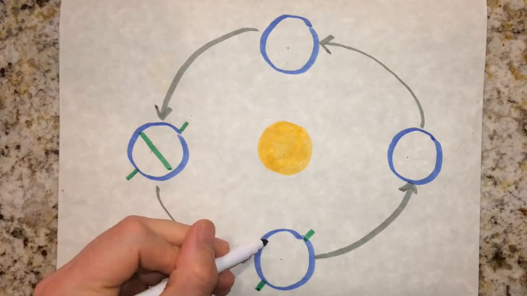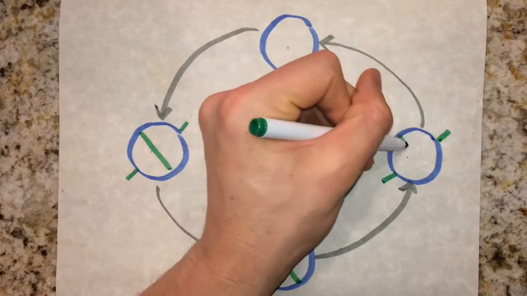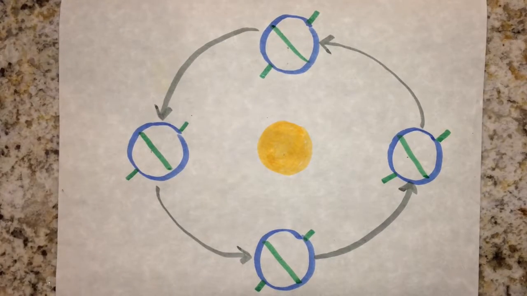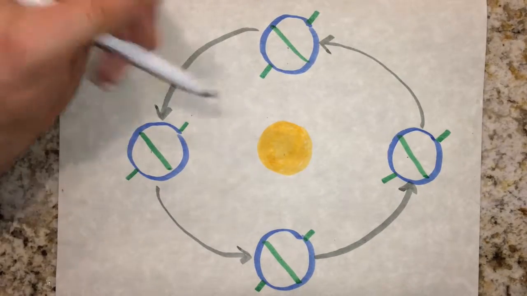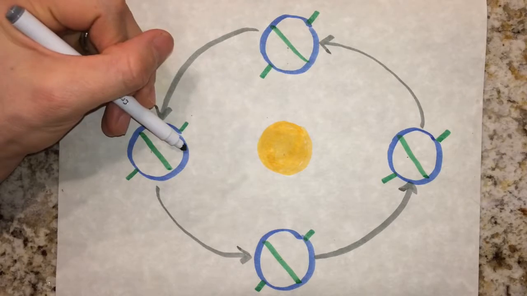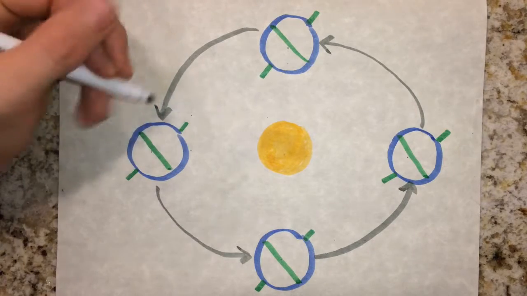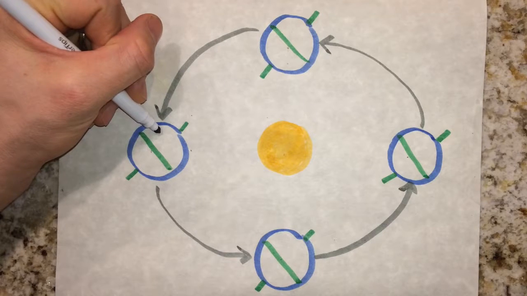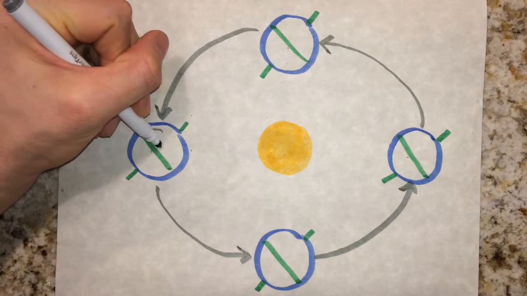Let's draw the axis in all 4 positions for the Earth and divide the Earth into 2 hemispheres. Let's start with the position on the left. The sun is hitting the northern hemisphere with a great intensity. This makes the northern hemisphere in the season of summer.